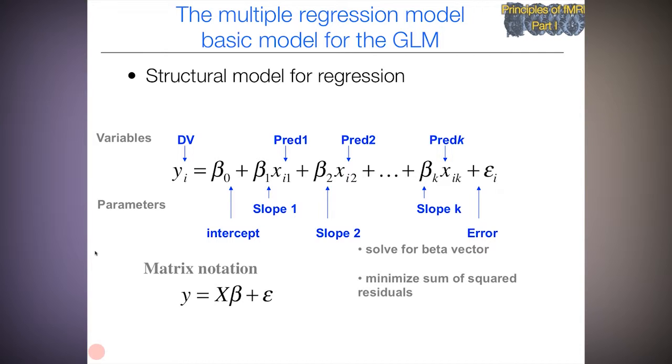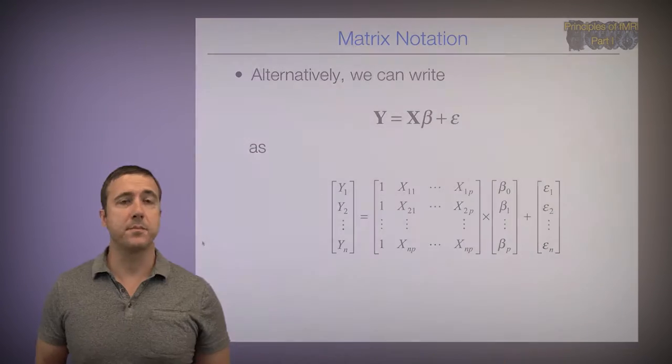Now what you see on the bottom here is that if I write that same messy equation in matrix form, I get one very compact, beautiful equation: Y equals X times beta plus error. Let's take a closer look at this and break this down again. So Y equals X beta plus error.